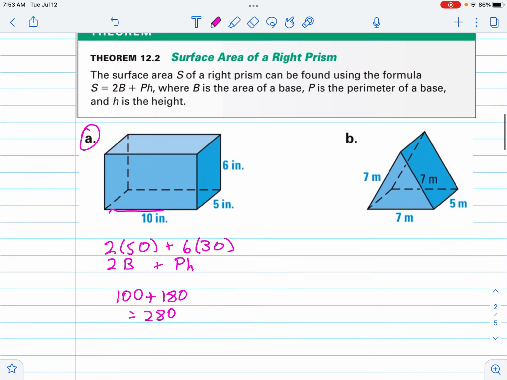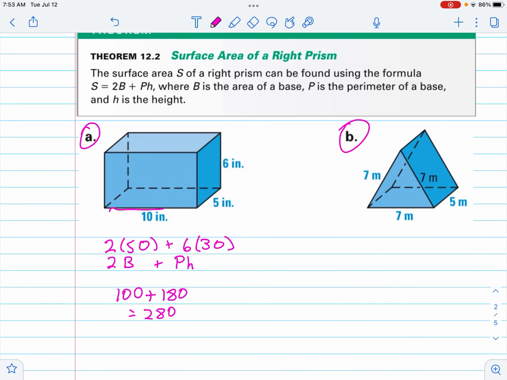Now we could do the same thing for part B. This is a triangular prism. And notice that we want to talk about the area of the triangle. Now, this is an equilateral triangle. So remember, we have a formula for the equilateral triangle that we can use. The area of the base is 1/4 square root of 3 times the side squared. So we'll utilize that here. The alternative is we could do 1/2 base times height, but then we have to find the height.